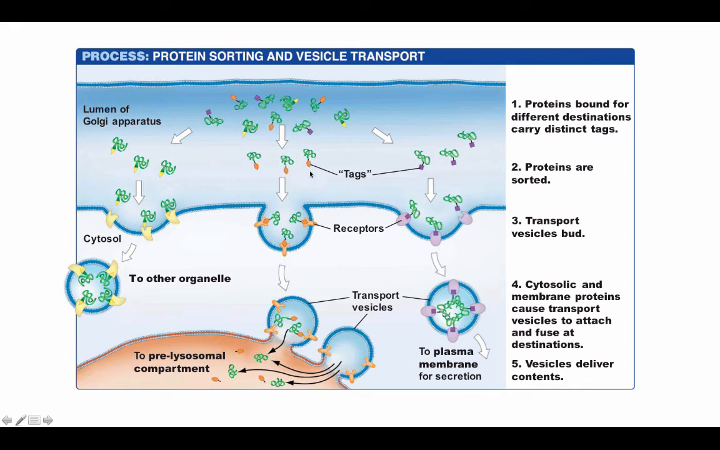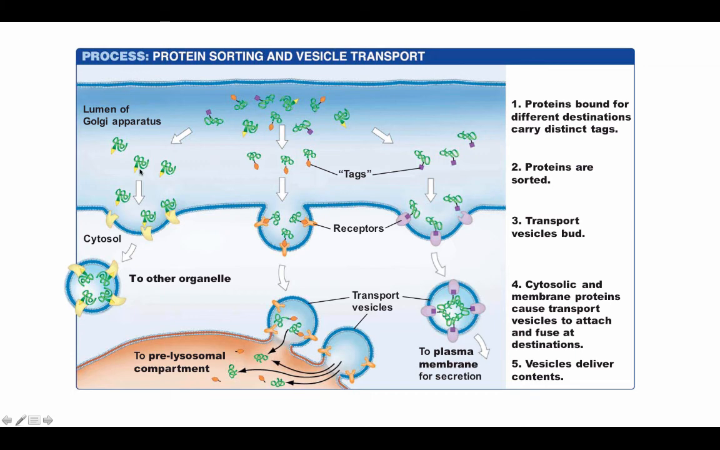So the ones with the orange tags, for example, are going to be attracted to these orange tag receptors that are all concentrated together in a specific part of that membrane. And so that's how they're sorted. The yellow ones are going to bond with these receptors that are all concentrated in that area. And similarly, the purple ones are going to be attracted to this area with their own receptors. And then when those parts of the membranes bud off, they're going to bud off with just proteins that are meant to go to that particular destination.